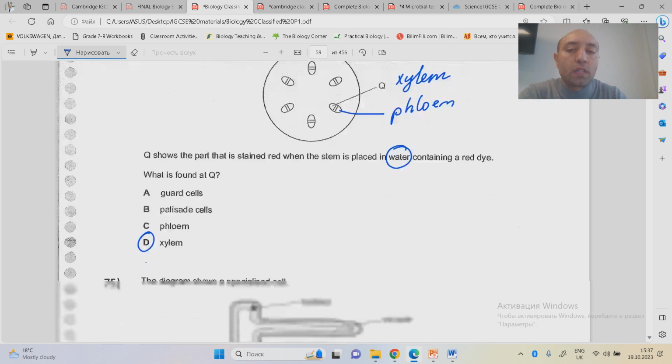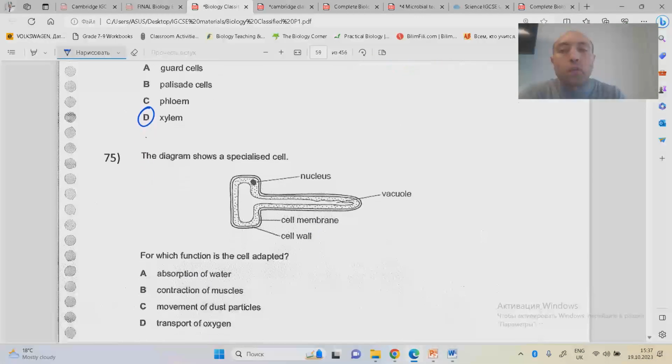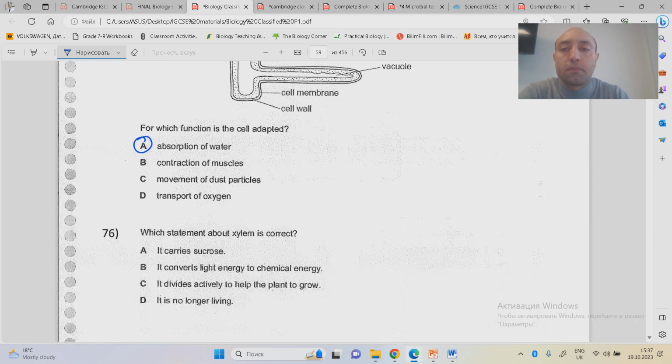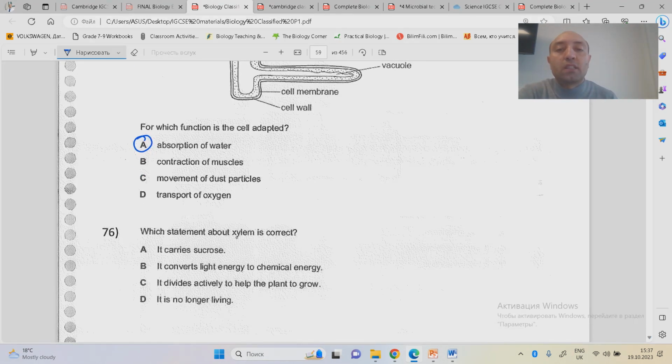Phloem transports organic substances. For which function is the cell adapted? You know that again, this is a root hair cell. It is adapted for better absorption of water and minerals. Which statement about xylem is correct? As we said, xylem transports water and mineral. So I'll write the functions in a simple way. So it transports water and mineral. One, it is needed for support of plant cell.